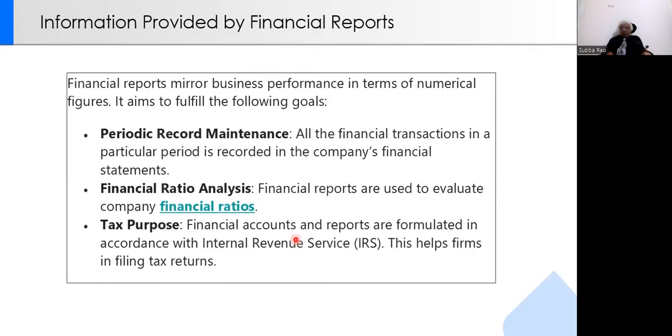So here again I am coming to the summary part. Finance reports mirror business performance in terms of numerical figures. It aims to fulfill the following goals: periodic record maintenance, financial ratio analysis, and tax purpose. I have already explained this.